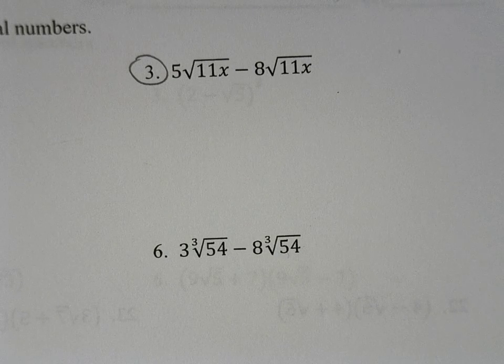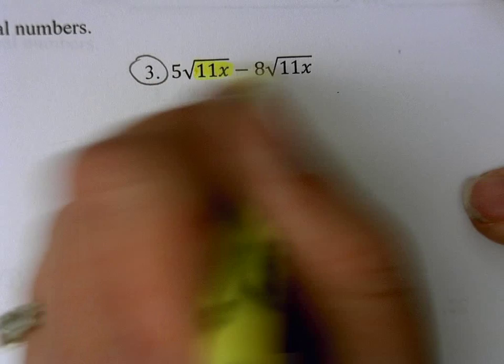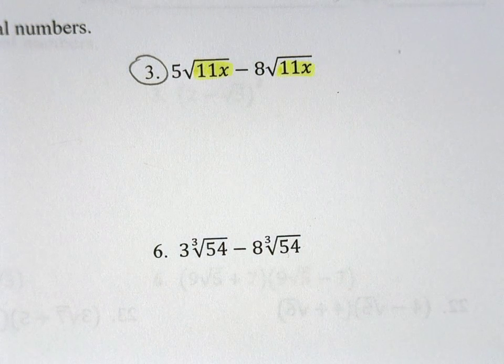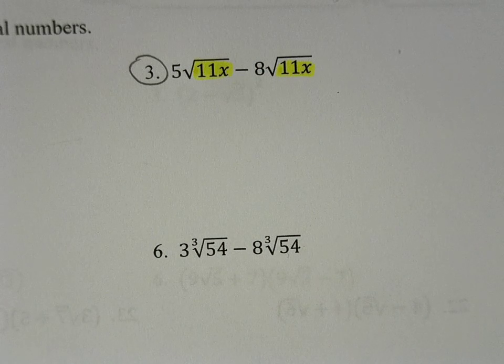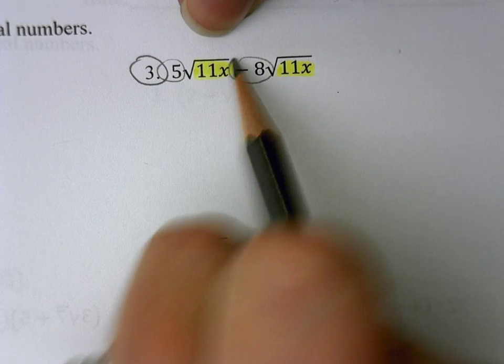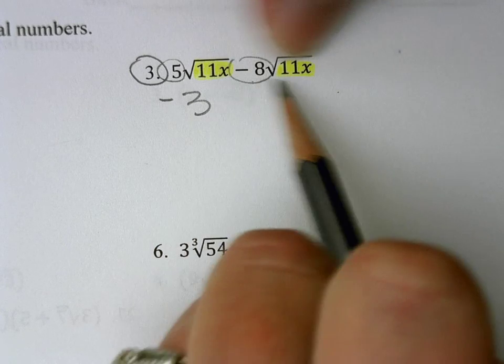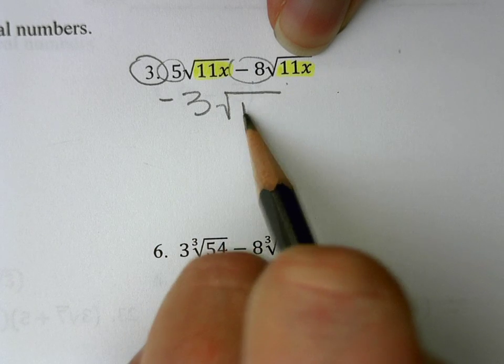So the first thing I want to do is look to see if what's underneath the radical is the same, because when we're adding or subtracting, these have to be the same. They are both the same, so then I just need to combine the coefficients. I'm just going to combine 5 and -8, so 5 minus 8 is -3. And then I do not change the radical.